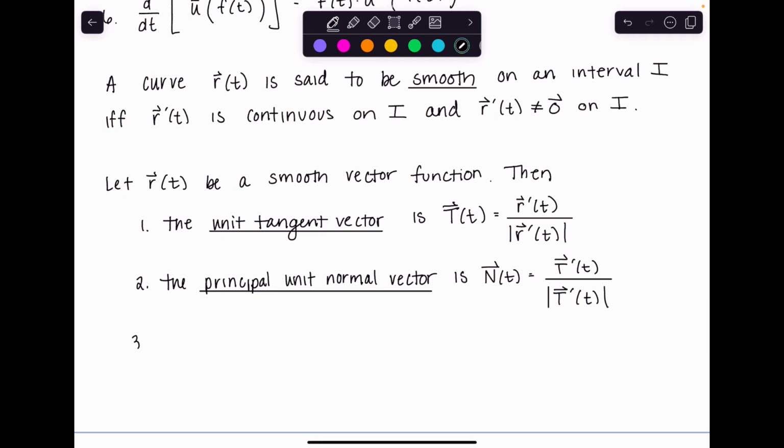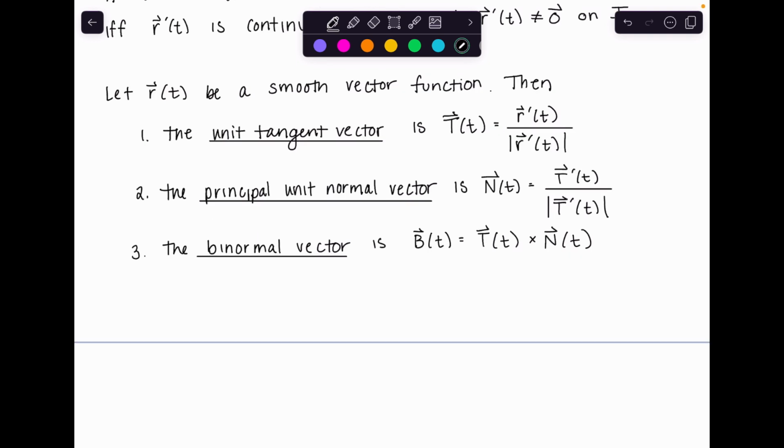And then the third vector is the binormal vector. This is given by B of t. And to find it, you're going to take the cross product of the unit tangent vector and the unit normal vector. So this binormal vector might seem a little bit strange, but like I said, it kind of completes this set in three dimensions. One thing you can actually show is that these two vectors are going to be orthogonal to each other. It takes a little bit of time, but you could show their dot product is equal to zero. And then just by definition, because you're taking the cross product of T and N, the binormal vector is going to be orthogonal to the unit tangent, and it's going to be orthogonal to the unit normal vector.